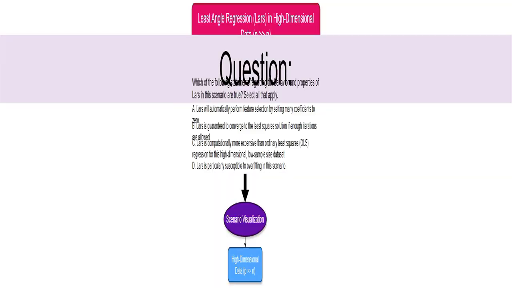This question asks you to think critically about how the least angle regression, LARS, algorithm behaves when dealing with a dataset that has many more features, P, than data points, N. We'll examine each statement to see if it accurately reflects LARS's properties in such a high-dimensional setting.